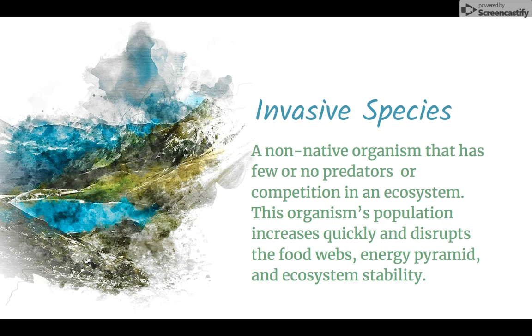An invasive species is a non-native organism that has few or no predators or competition in an ecosystem. The organism's population can increase quickly, and it's going to disrupt the food webs, the energy pyramids, and ecosystem stability. So look at kudzu. It grows uncontrollably because it has no natural place in the food web. So there's nothing that naturally eats kudzu to keep it contained. It loves our climate, so it grows continually. And it's outcompeting native plants for space, which is why we have entire hillsides covered in kudzu.